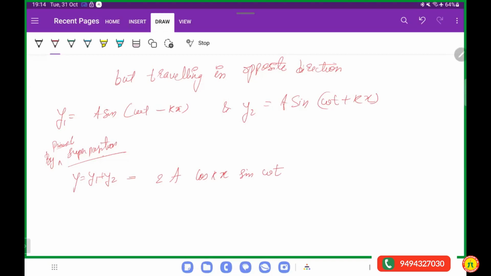So what was our actual wave? A sin(omega t minus kx), meaning A sin theta. So here sin omega t is there, and the remaining is your amplitude term. So we can say here A_s is your superposition wave amplitude, which is 2A cos kx.